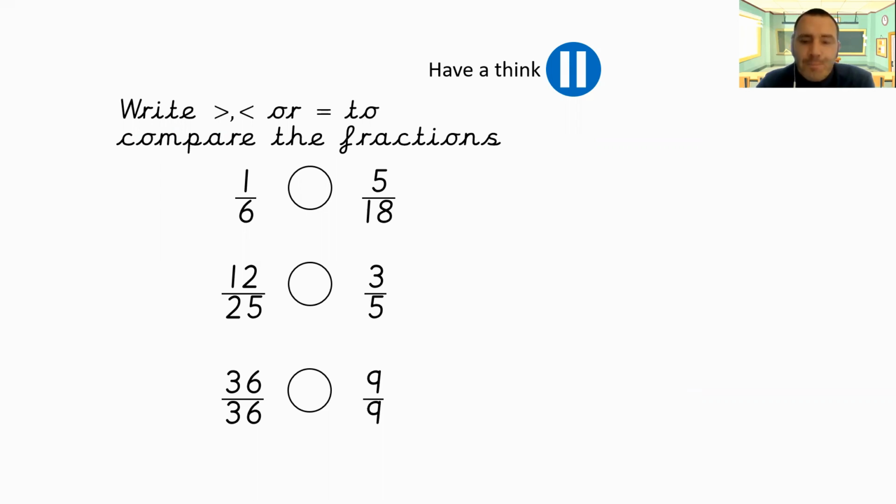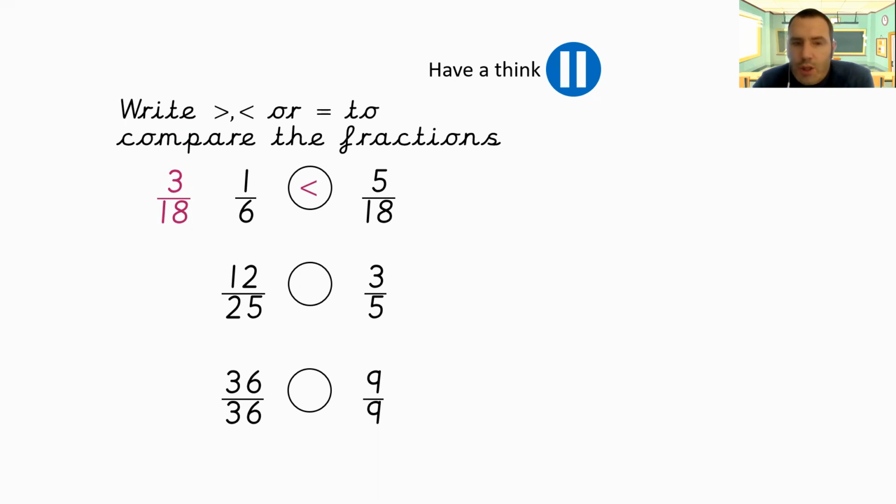How did we get on? Our first one, 1/6 and 5/18. So 1/6 is equivalent to 3/18. We know this because we've multiplied 6 by 3 to make 18. So what we do to the denominator, we need to do to the numerator. So 1/6 is less than 5/18.